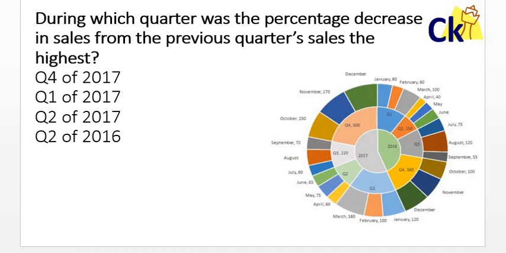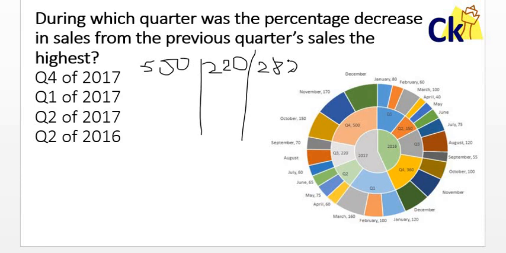Okay, again we'll make a table for the options. Now quarter 4 of 17 was 500, and the question is asking about the previous quarter. So for quarter 4 of 17, the previous quarter would be quarter 3 of 2017. The value for quarter 3 2017 is 220. So your change is nothing but 280.